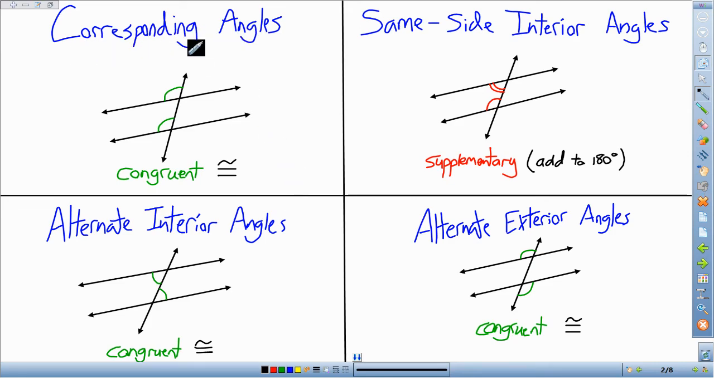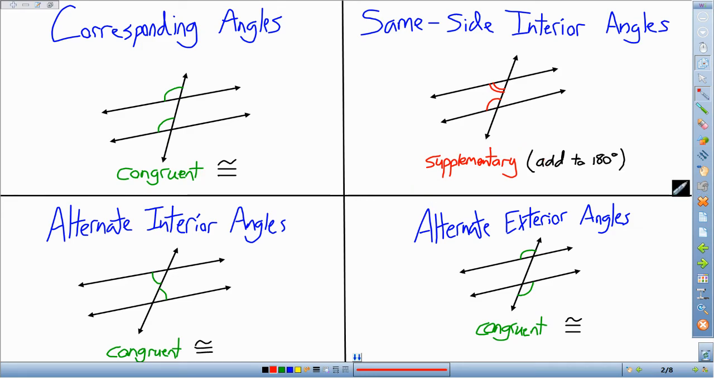You don't need to recopy this, but let me just point out a few things. The corresponding angles here, the ones that are on the same side of our transversal and on the same side of our parallel lines, those angles are congruent to one another. They are the same measure. And if you notice, alternate interiors are also congruent and alternate exteriors are also congruent. All of these angles are congruent besides same side interiors. If you see the same side interiors, be careful. They're not congruent to one another. They are supplementary. They add to 180 degrees.